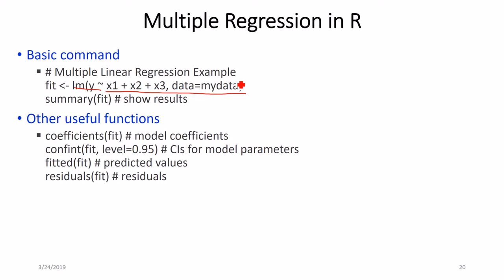Some other useful functions include coefficients, which gives the model coefficients. Confint gives the confidence intervals for model parameters. Fitted gives the predicted values, and residuals gives the residuals, just as its name says.